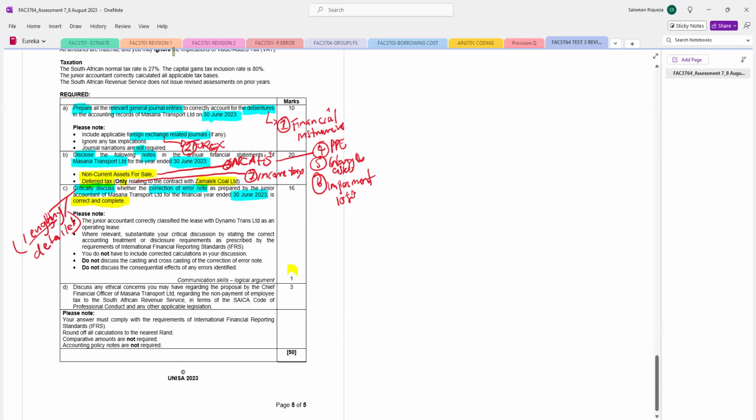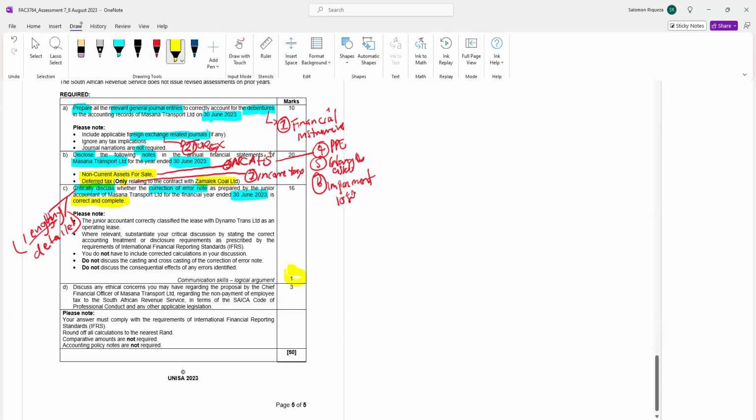Like I said, usually they just give this mark to everybody. Normally they just give it out. All right, so that's how it works.